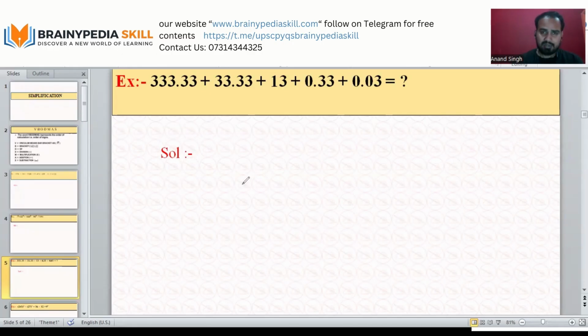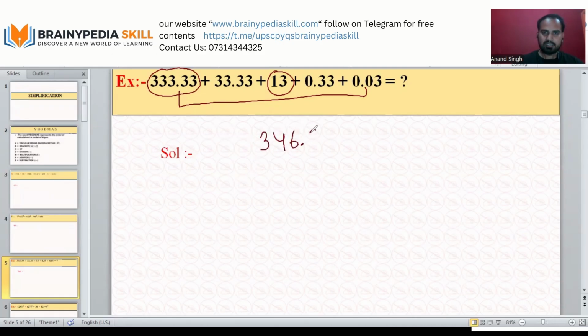Now, I'm starting again, doing the question once again. So we have this type of situation, right? Now try to add the numbers. First of all, pick these two numbers, 13 and 333.33. Directly it is going to be how much? 346.33, right? Now let us pick these two numbers. Then that is going to be 3.66, and then we have 0.03, right?